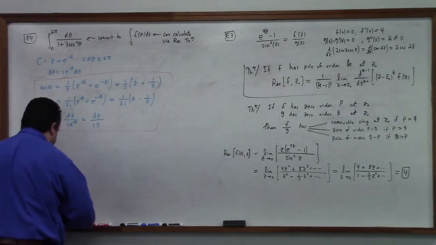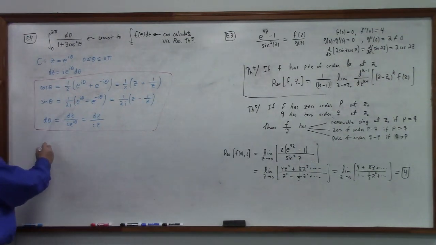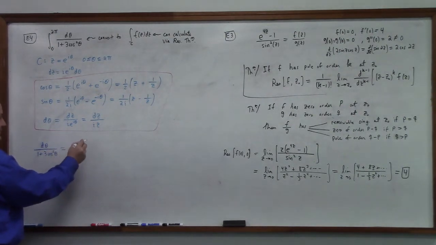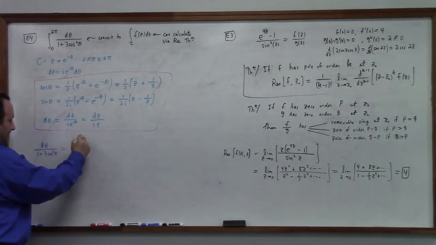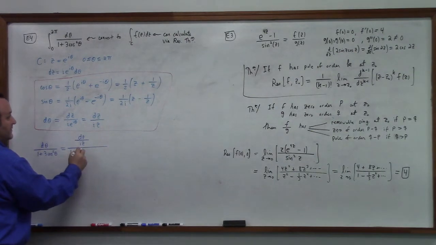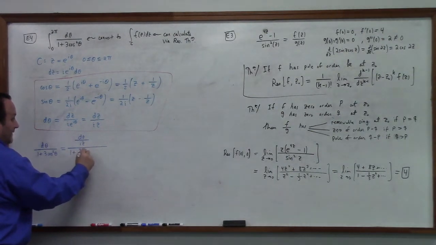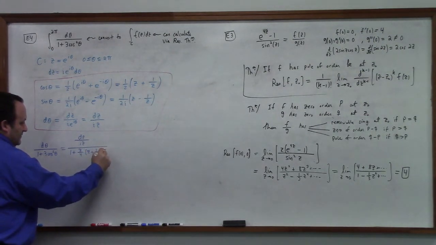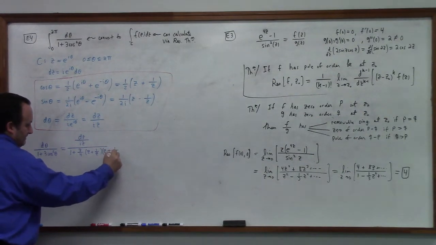All right? So let's see how that plays out for our specific example here. What do we got? We got d theta over 1 plus 3 cosine squared theta. All right, so what happens to us here? We've got dz over iz, all divided by 1 plus, let's see here, I'll say 3/4 (z plus 1 over z) times (z plus 1 over z).